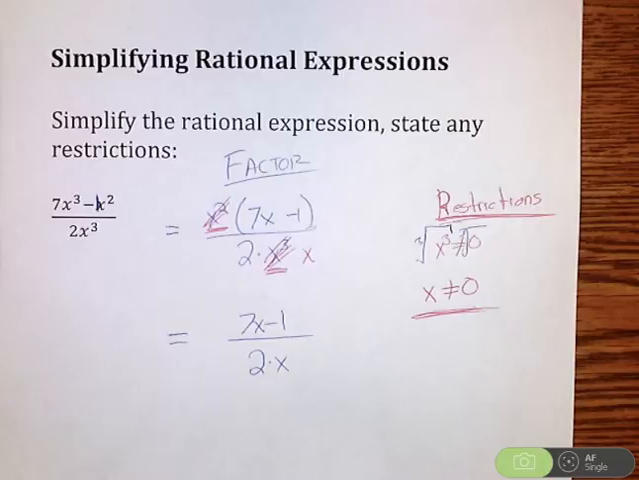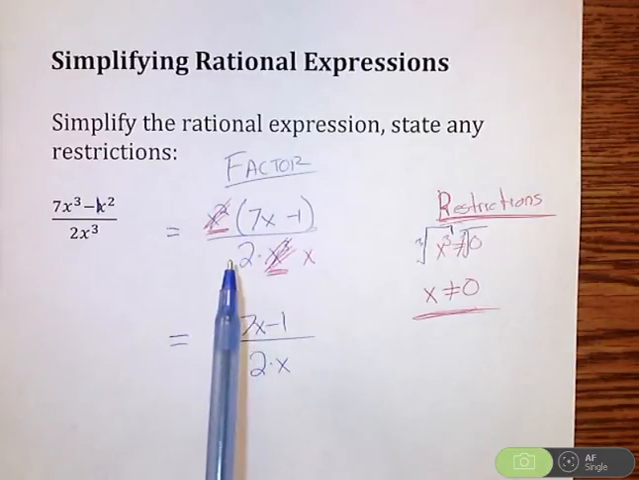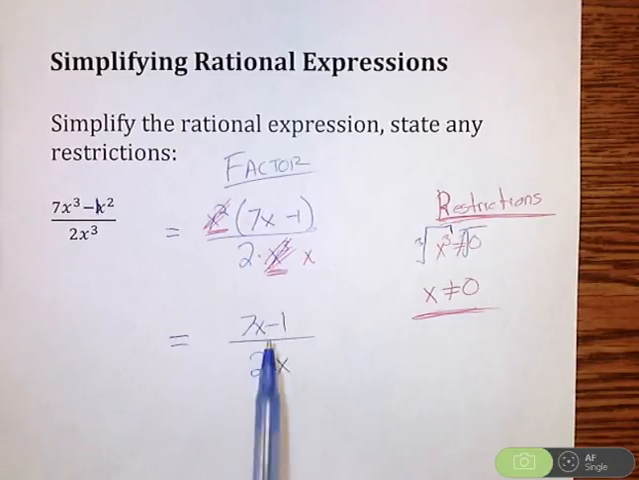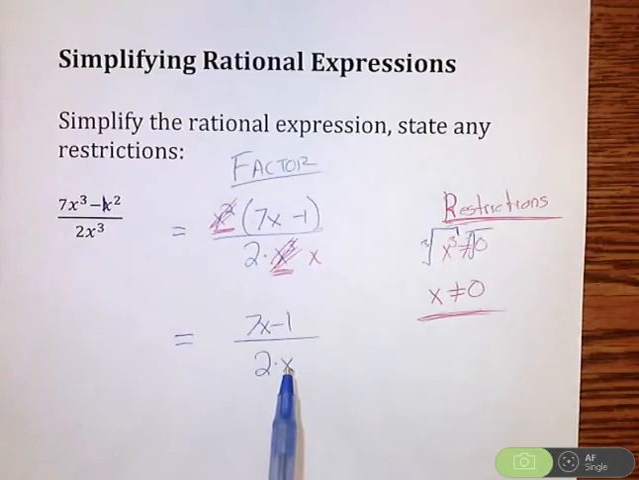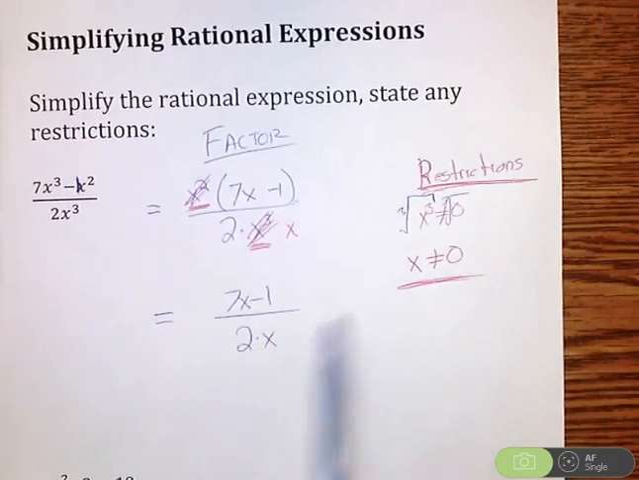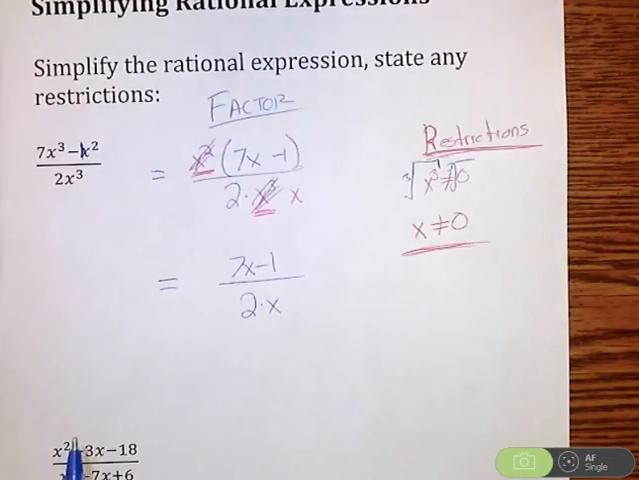All I did in this problem is take out a GCF and then use properties of exponents. I had an x squared up top and an x cubed on bottom, so when I simplify I just get a single x on bottom. My answer here is 7x minus 1 divided by 2x, with a restriction of x cannot be 0.